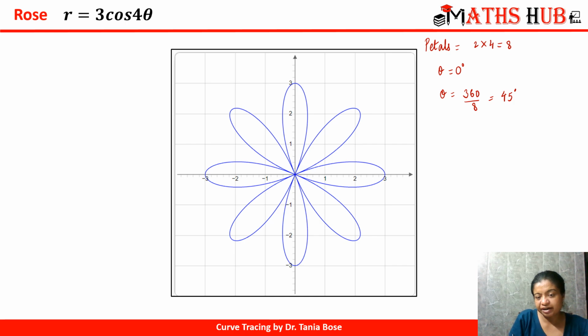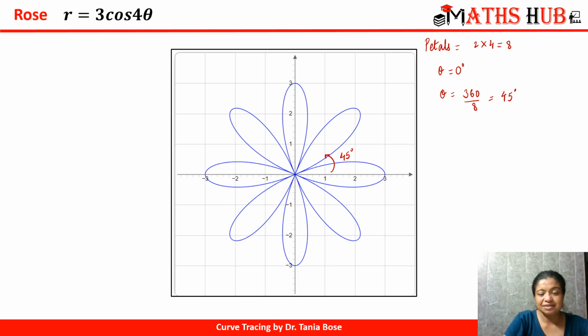The first one is occurring at θ = 0. The next leaves will occur at a shift of 45 degrees. And you can see the count: 1, 2, 3, 4, 5, 6, 7, 8. And the diameter of this rose will be 3 units.